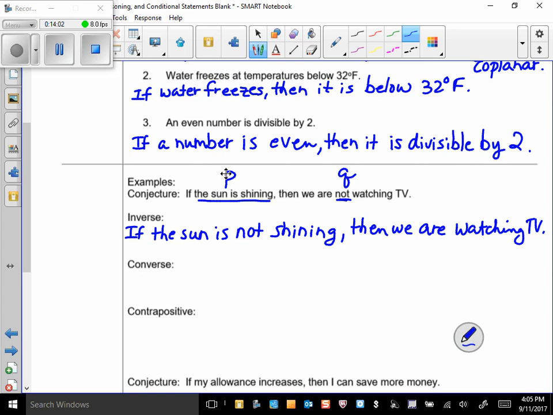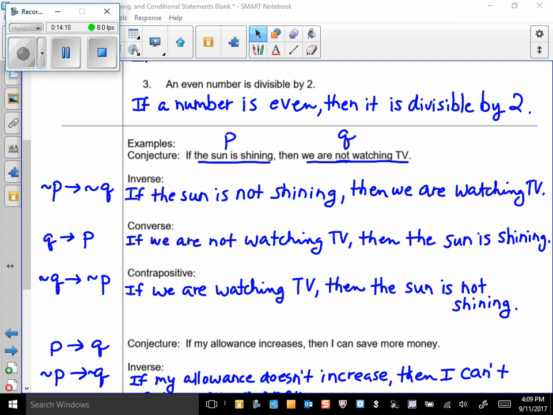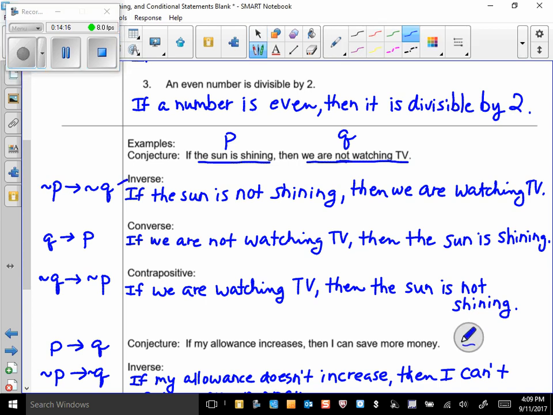Okay, I want you to pause here, and I want you to try to do the rest of the problems on this page. Come back and check your answers. Okay, I think it's a good idea if you write the notation for the inverse and the converse and the contrapositive a few times so that you memorize it.